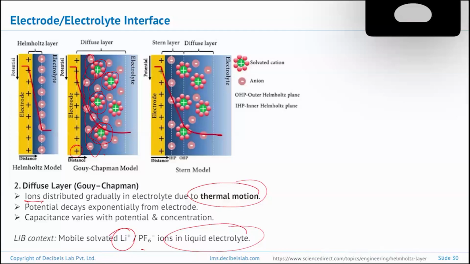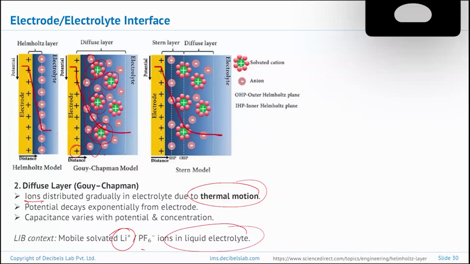If there is no separator and the anode and cathode touch each other inside the battery, they will exchange electrons and may undergo chemical reaction. It will spoil the battery, and you won't get current. Therefore, to prevent the short circuit between the anode and cathode, we place the separator. The separator is an inert polymeric material which is porous in nature. Porous means it is like a sponge, with lots of porosity.